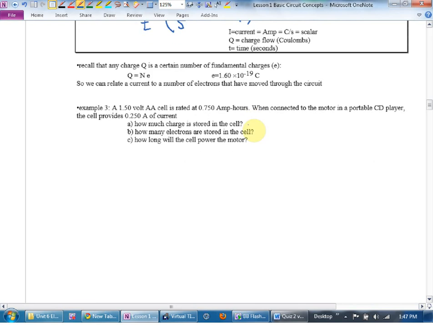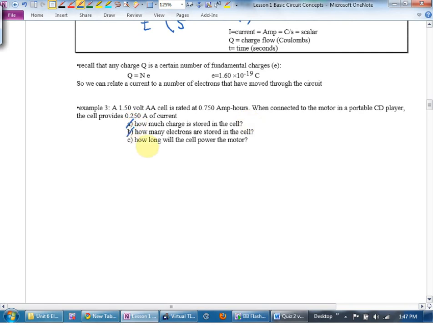Example 3. A 1.5-volt AA battery is rated at 0.75 amp hours. What does that mean? We'll talk about it in a second. When connected to the motor in a portable CD player, the cell provides 0.25 amps of current. How much charge is stored in the cell? How many electrons are stored in the cell? How long will the cell power the motor? I'm going to skip A and B. I just want to know, how long will the cell power the motor?